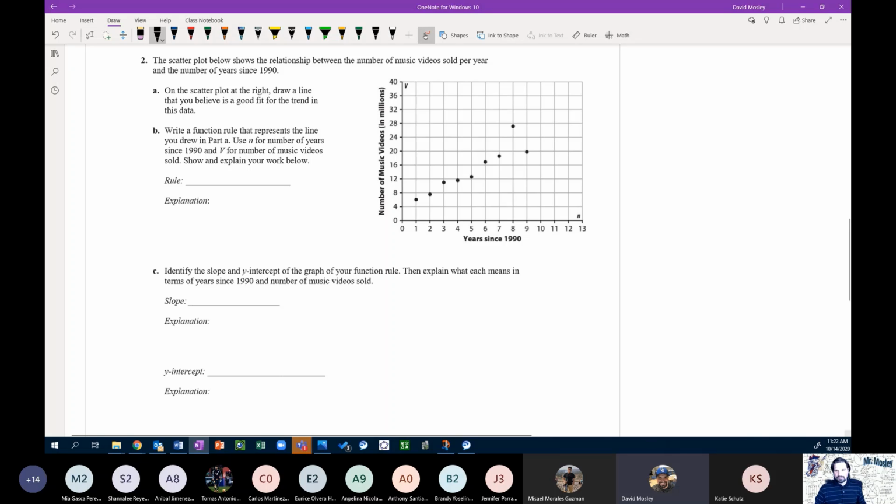Let's see. Mr. Morales, do you know how to, or can you translate scatter? What that means? Yes. Scatter means dispersos. Dispersos, lo que significa que están por un lado u otro.